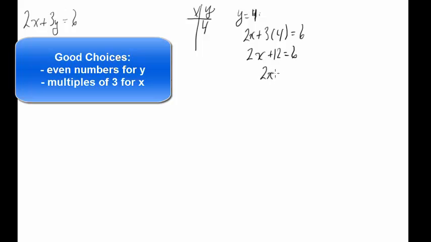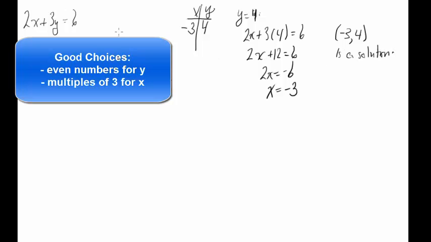Why are these a good idea? Well, let's look at an even number for y. So let's look at 4 for y. When y equals 4, this becomes 2x plus 3 times 4 equals 6, or 2x plus 12 equals 6. 2x is negative 6 and x is negative 3. And we come up with a nice ordered pair where both the x and y coordinate are integer numbers, so they don't have a decimal or fraction part, and they're very easy to graph.